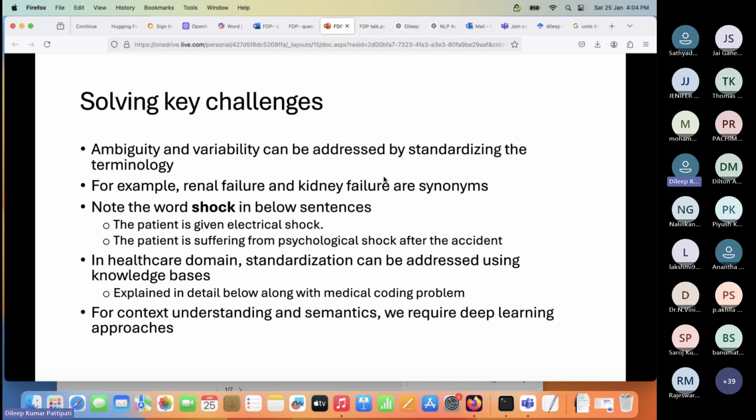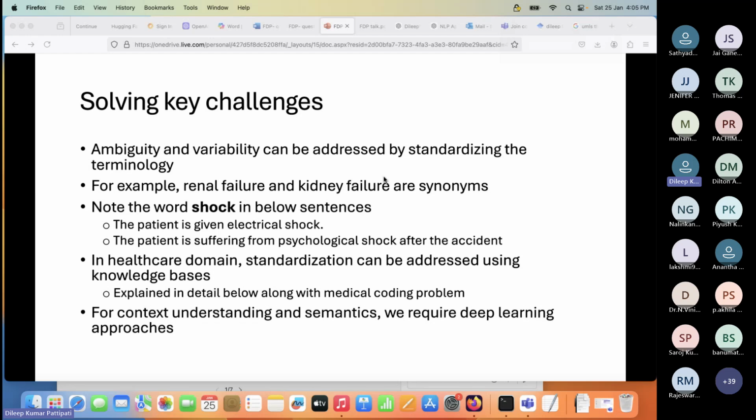Ambiguity and variability can be addressed by standardizing the terminology. For example, renal failure and kidney failure are synonyms. So, why don't we simply make both of them the same? If we solve that, the variability issue is solved. And depending on the context of usage, we can give a different ID to each of those words. If they have the same meaning, we can give them the same ID. So, it will help us solve many issues.